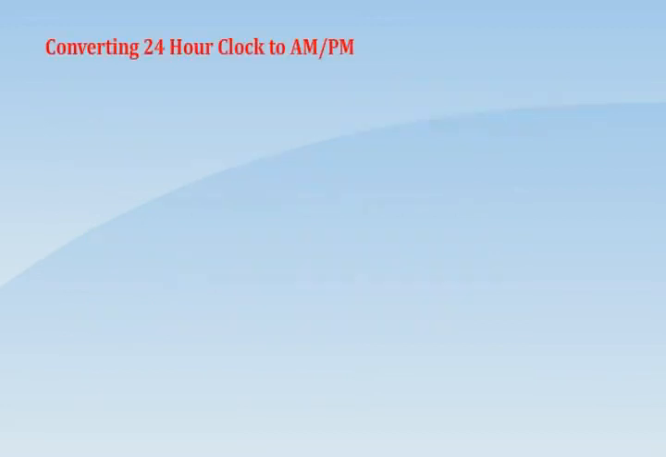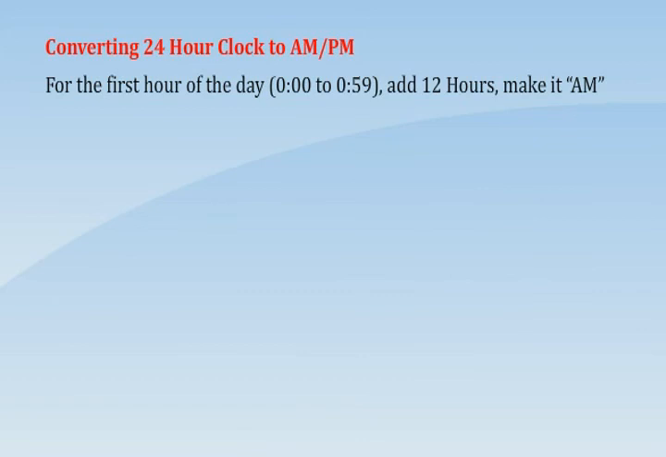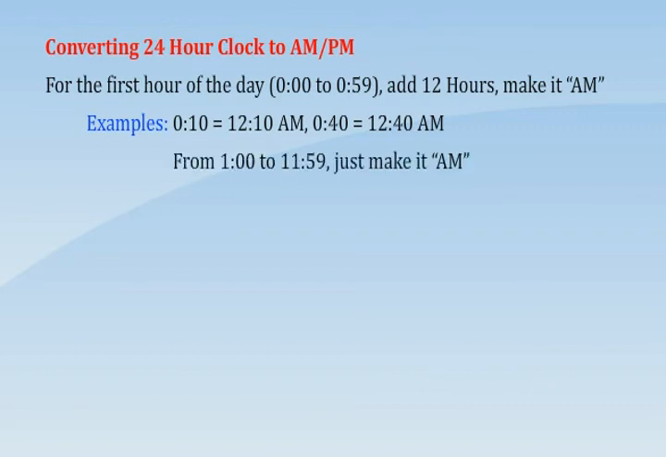Converting 24-hour clock to AM/PM. For the first hour of the day, 0 to 0:59, add 12 hours and make it AM. Examples: 0.10 is equal to 12:10 AM. 0.40 is equal to 12:40 AM. From 1 to 11:59, just make it AM. Examples: 1.15 is equal to 1:15 AM. 11.25 is equal to 11:25 AM.